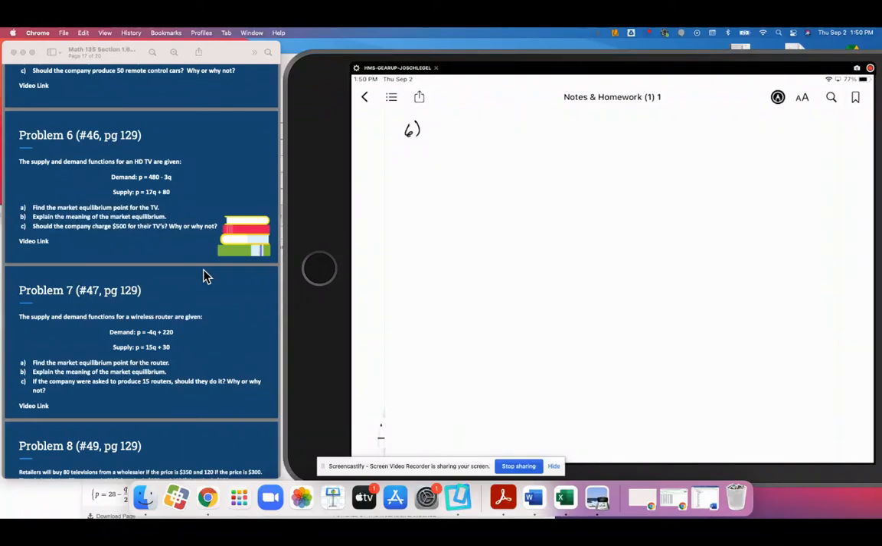Back with number 6. Again, we are given a demand function and a supply function for an HD TV. We are asked again to find the market equilibrium, explain the meaning of the market equilibrium, and we are asked, should the company charge $500 for the TVs, why or why not?